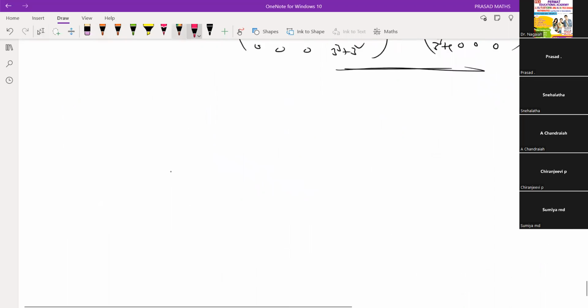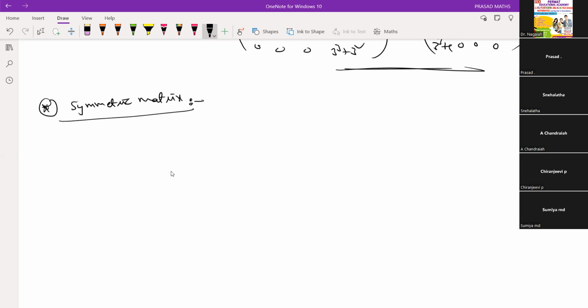Next is symmetric matrices. So what is a symmetric matrix? You know, a square matrix. It is also a square matrix. A square matrix is symmetric if and only if its transpose is itself.